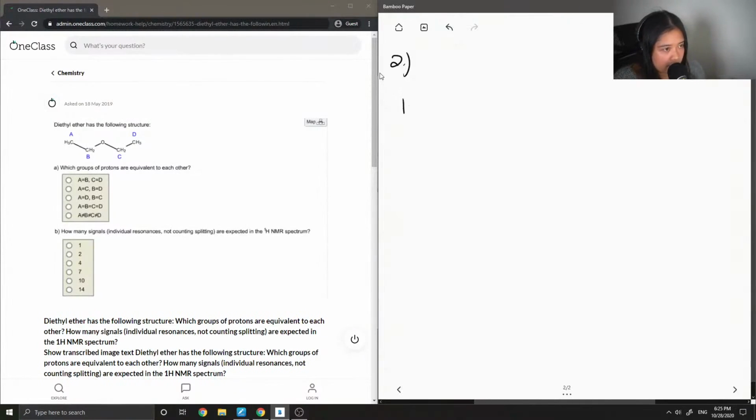Okay, so first let's write down the structure of diethyl ether. You'll see that it's symmetrical, and I can actually draw a plane of symmetry right in the middle of the oxygen, just to help us visualize this molecule.